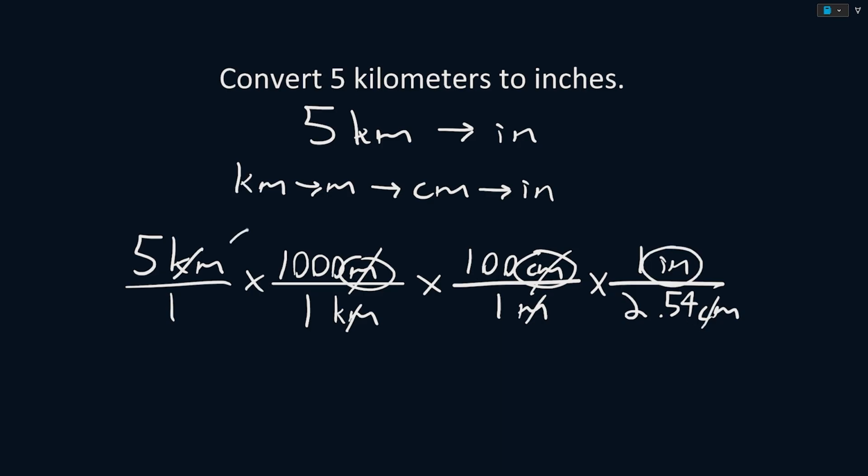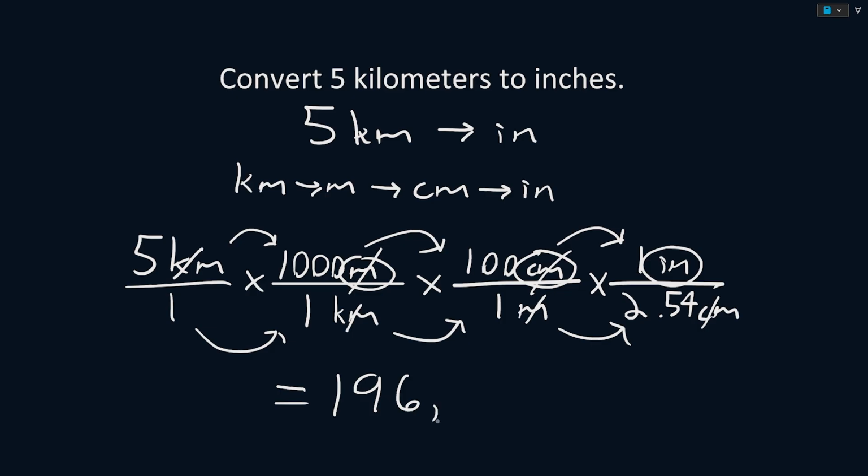So solving this, we multiply the top numbers by each other and multiply the bottom numbers by each other, and then divide the two values. Solving this, we get that 5 kilometers is about 196,850 inches.